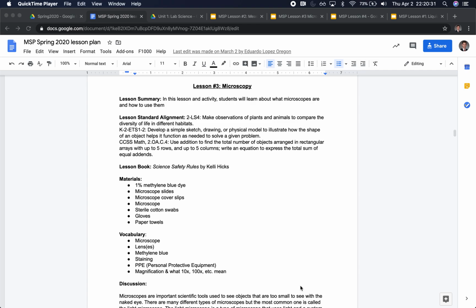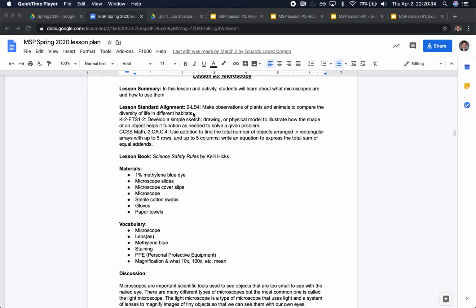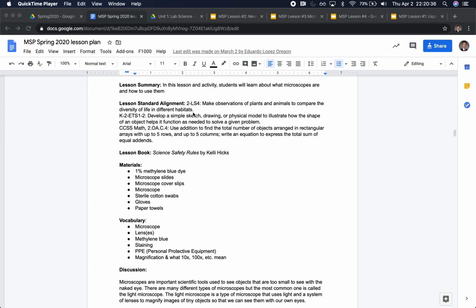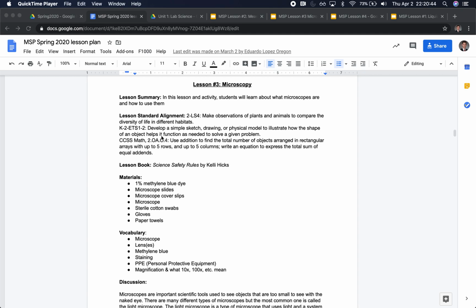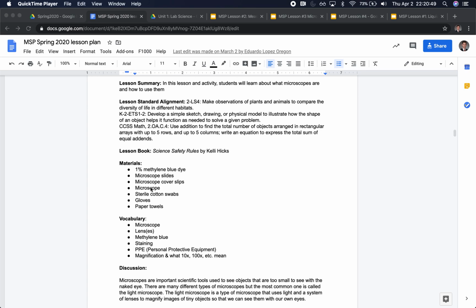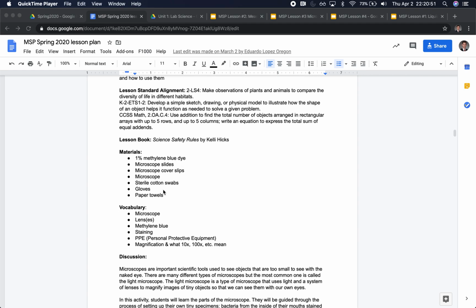So this is Lesson 3, Microscopy. This is a fun lesson. The students really enjoy it because they're moving around and seeing a tangible product, and they tend to grasp those the best. So again, materials. These materials can be dangerous, especially the methylene blue dye. So you as the instructor are going to be doing most of the work, and the students are just going to be looking at their specimens under the microscope.